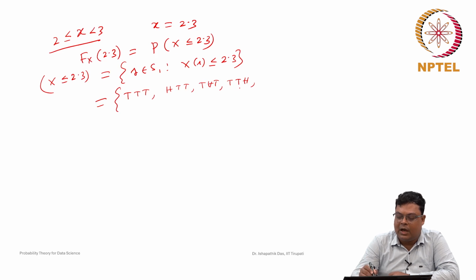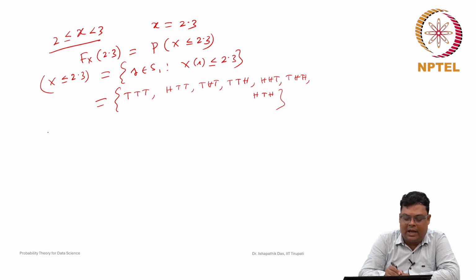So now we have to consider 2 heads also, because x equal to 2 also satisfies being less than or equal to 2.3. So 2 heads will be nothing but head, head, tail; then tail, head, head; then head, tail, head. So then 1, 2, 3, 4, 5, 6, 7. 7 points are equally likely points.